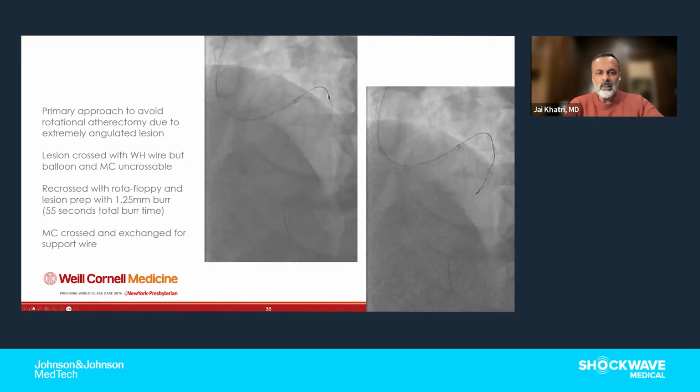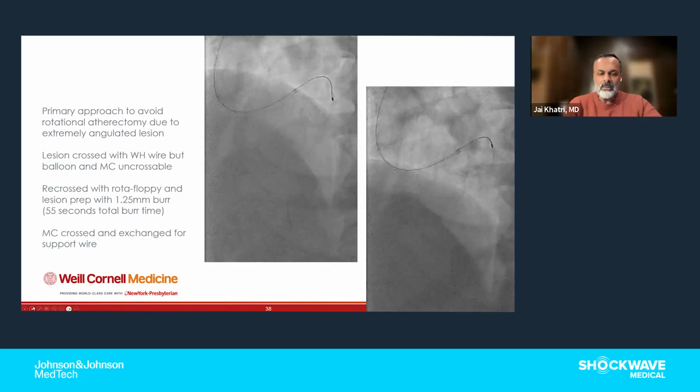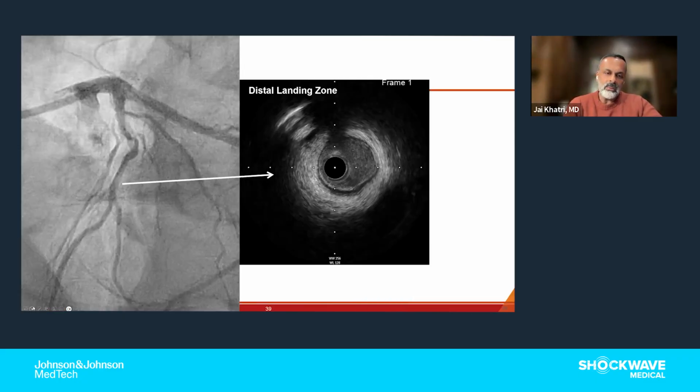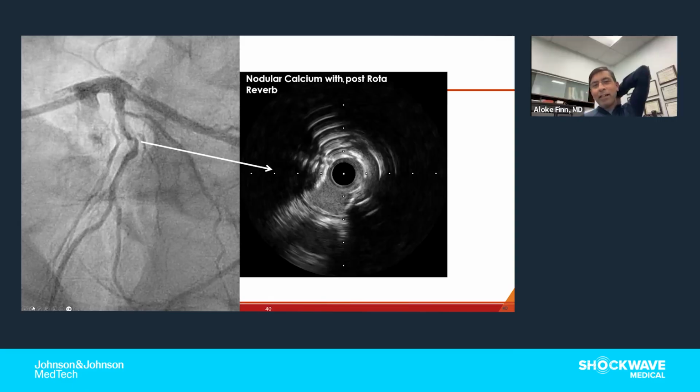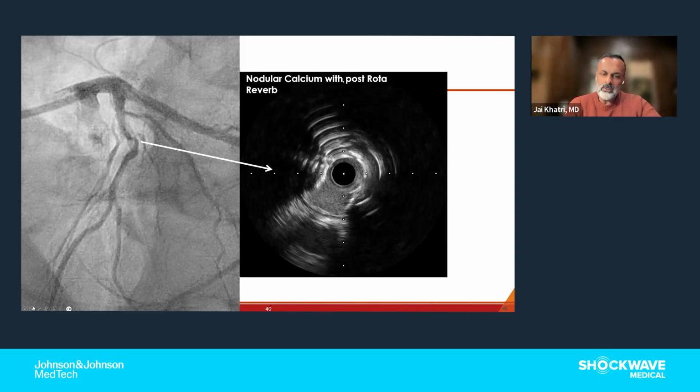We go to the next slide. So the next question is, what do you do after you've done all this? Do you IVL at this point, or can you just NC this and be done? This is the distal landing zone. And the next slide is the IVL area. This is after we did the rotational atherectomy, and you can see all the reverb where the wire bias is. I was curious what you guys think with this. Is this good enough?